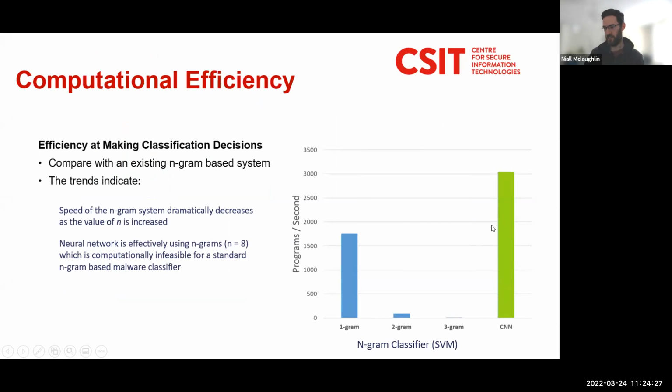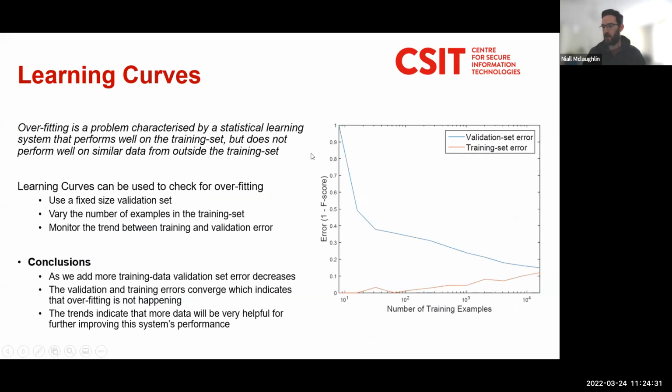So what we're showing here is that our system was basically much, much more efficient than classifiers back at that time. We also wanted to check that we were not overfitting to our data sets. So to do that, we used this thing called a learning curve.